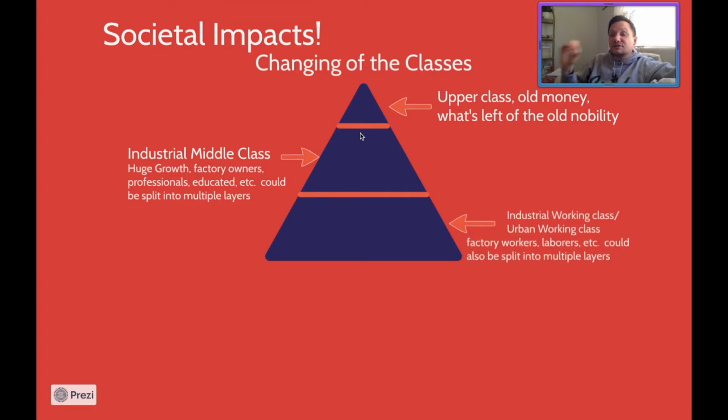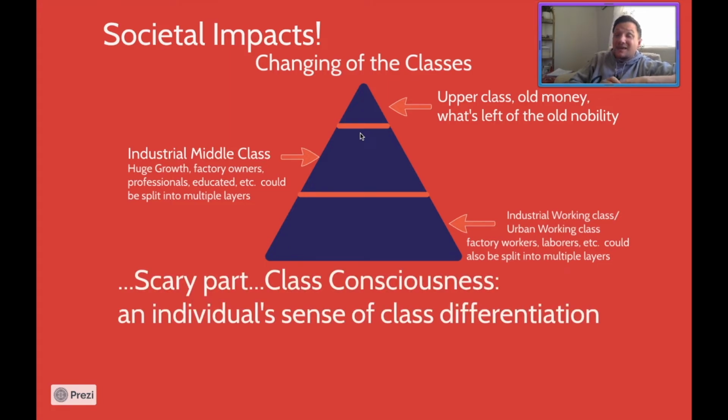Now, the industrial working class is probably going to be the biggest focal point of the Industrial Revolution, because they are where the seeds of communism grow. They're where the seeds of revolutions grow, particularly the 1917 revolution in Russia and the Paris Commune that occurs in 1871 in France. We'll talk about those things a little bit later on, but those are your factory workers, your laborers, your hard workers that bust themselves to death just trying to make ends meet. They can also be split into multiple layers, and we'll talk about those guys a little bit later on as well.